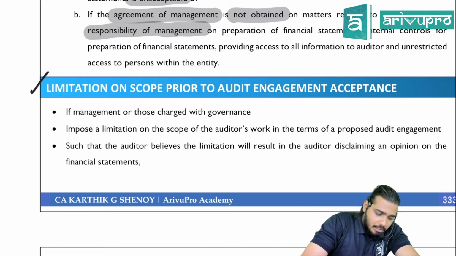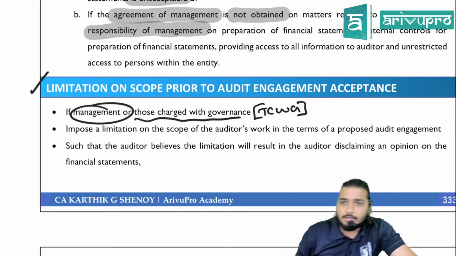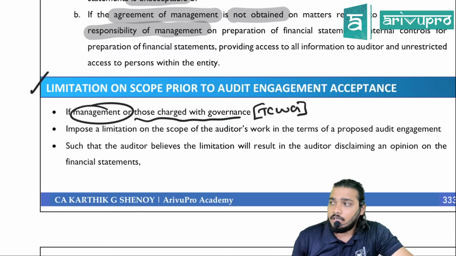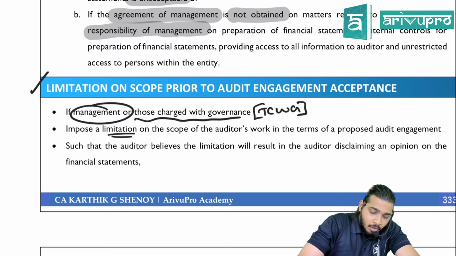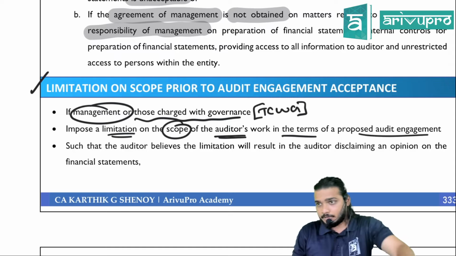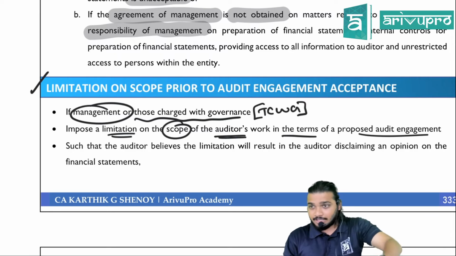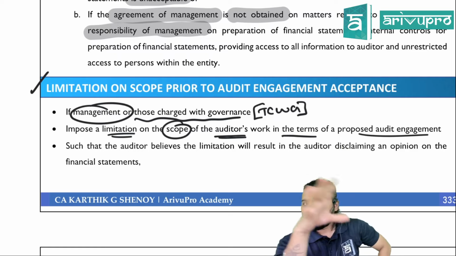If management or those charged with governance, we call them cutely TCWG, I will explain it later. What do we call them? TCWG. Those charged with governance impose a limitation on the scope of the auditor's work in the terms of the proposed engagement, in the terms only. Now a marriage proposal has terms, right? You should have this, you should have that, right? So there will be terms.